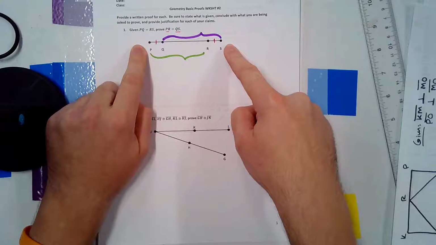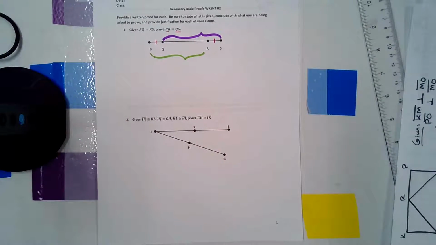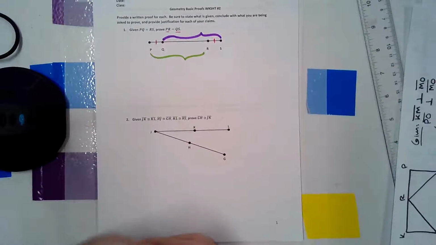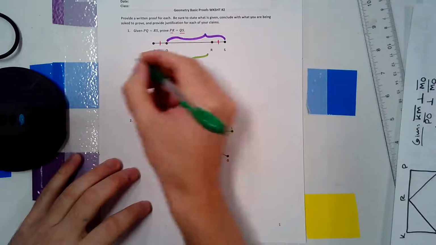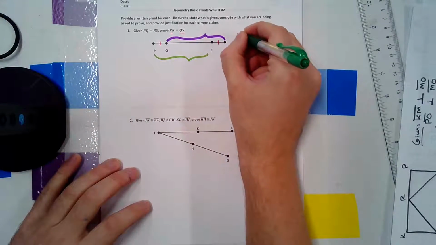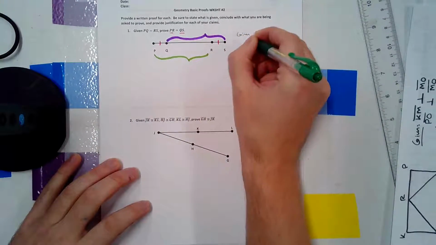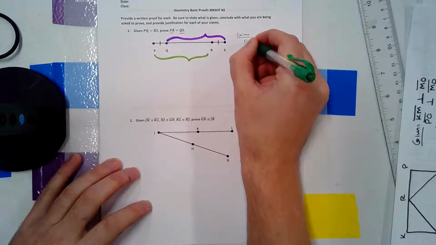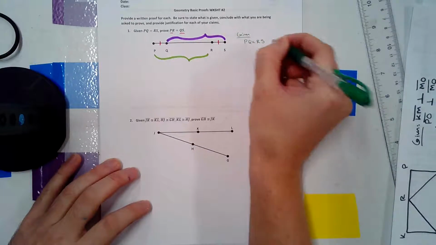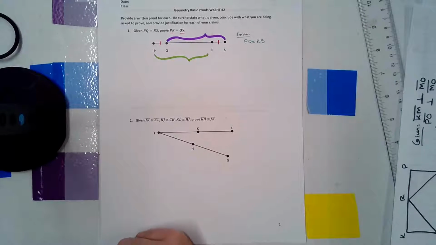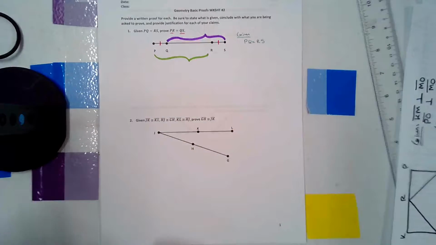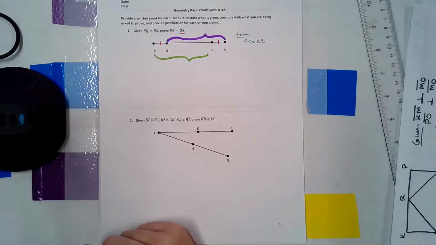So, okay. First of all, let's write down what we're given. We're given that PQ is equal to RS. So let's write that. Given: PQ equals RS. Okay. So what other information can we pull out of this diagram? Because we are given this diagram. That is something we're given. Well, we can pull out segment addition postulate, right?